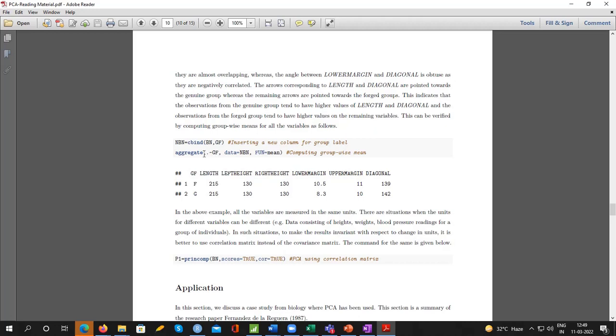Dot tilde gf means mean of all the other variables. So dot represents all the other variables. Tilde gf means with gf as a factor.